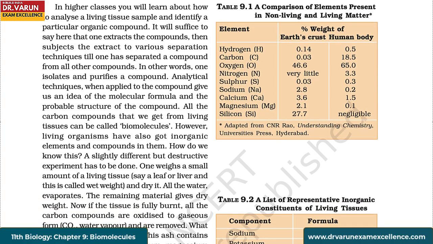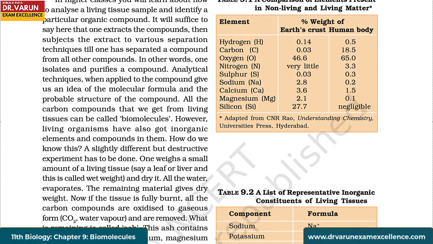In higher classes, you will learn about how to analyze a living tissue sample and identify a particular organic compound. It will suffice to say here that one extracts the compounds, then subjects the extract to various separation techniques till one has separated a compound from all other compounds. In other words, one isolates and purifies a compound. Analytical techniques when applied to the compound give us an idea of the molecular formula and the probable structure of the compound. All the carbon compounds that we get from living tissues can be called biomolecules.